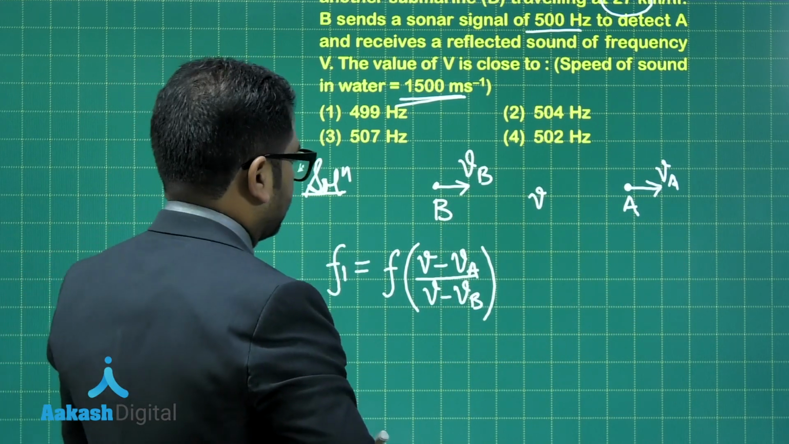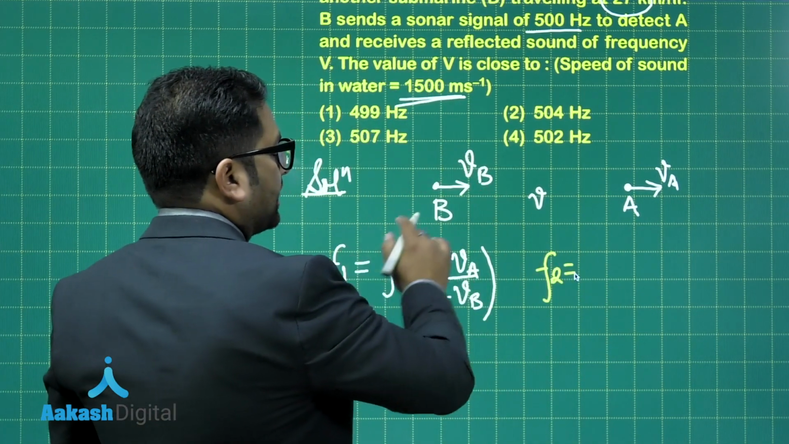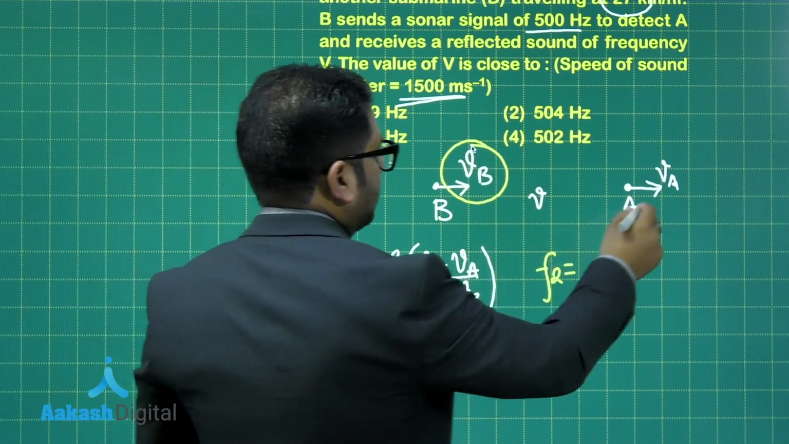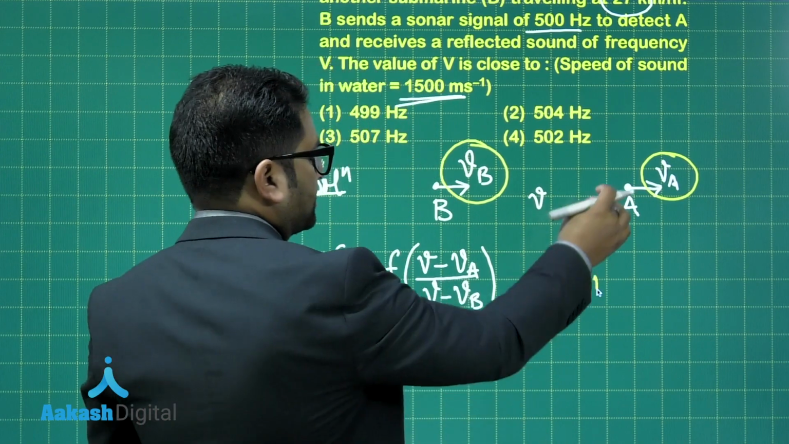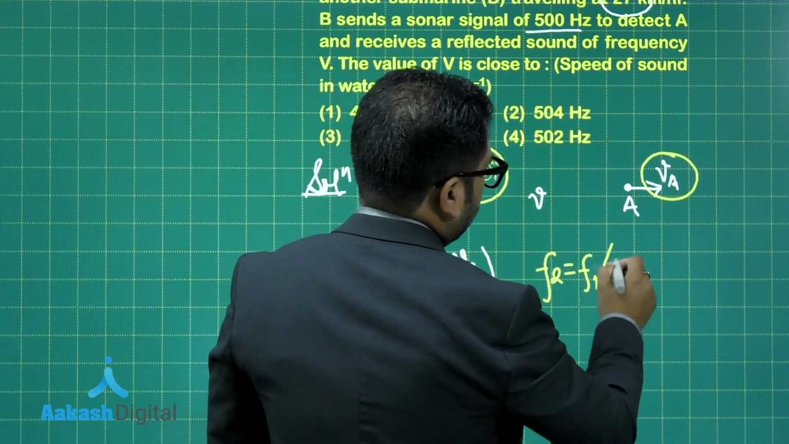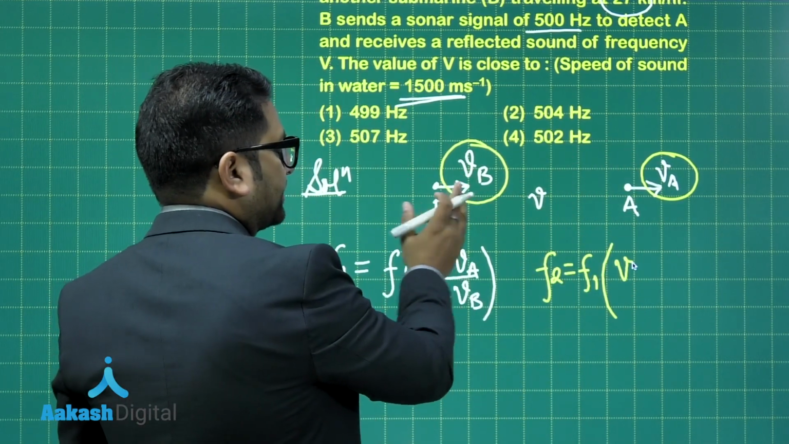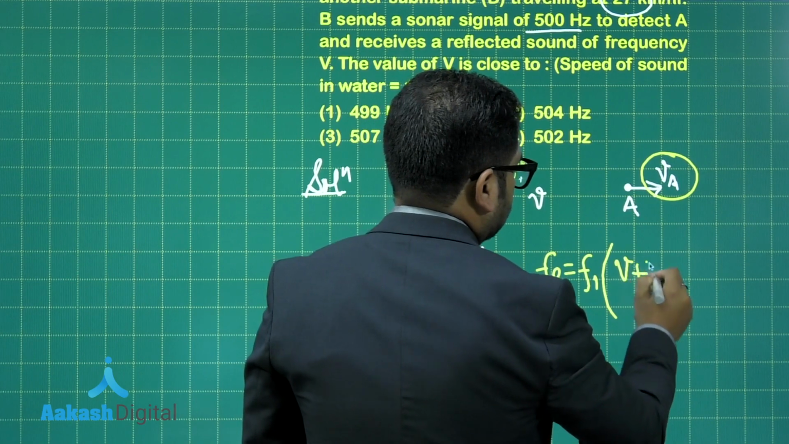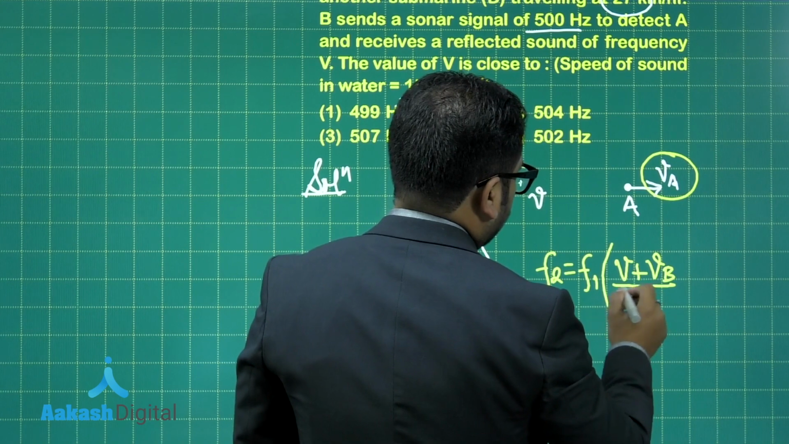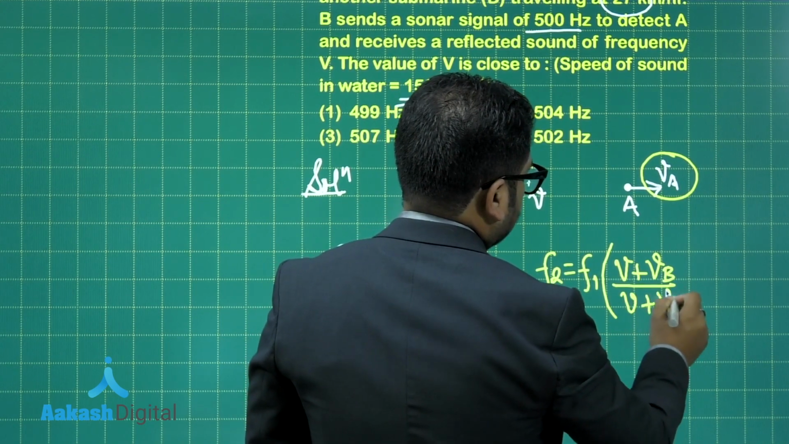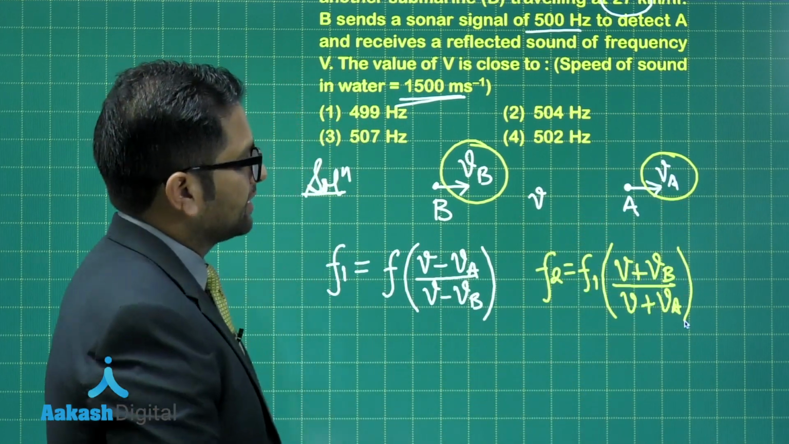After that, let's say F2 is the frequency which is received by B. Now this B acts as detector, A acts as source. I'll be getting F2 is F1, which is the source frequency, multiplied by V, the speed of sound, and here the detector is coming towards the source. So that's V plus VB, and source is there, so that will be V plus VA, because this time the source is moving away. So downstairs that has to be plus.